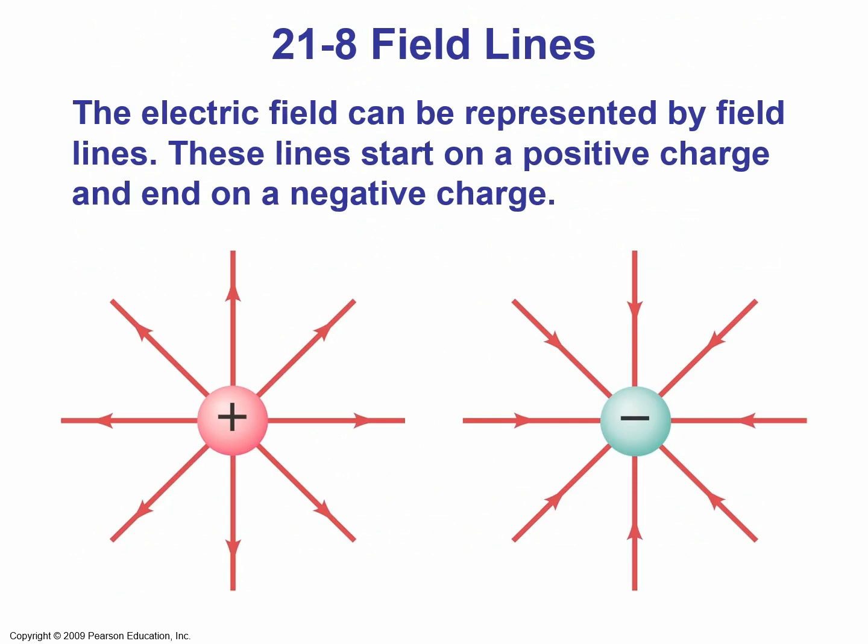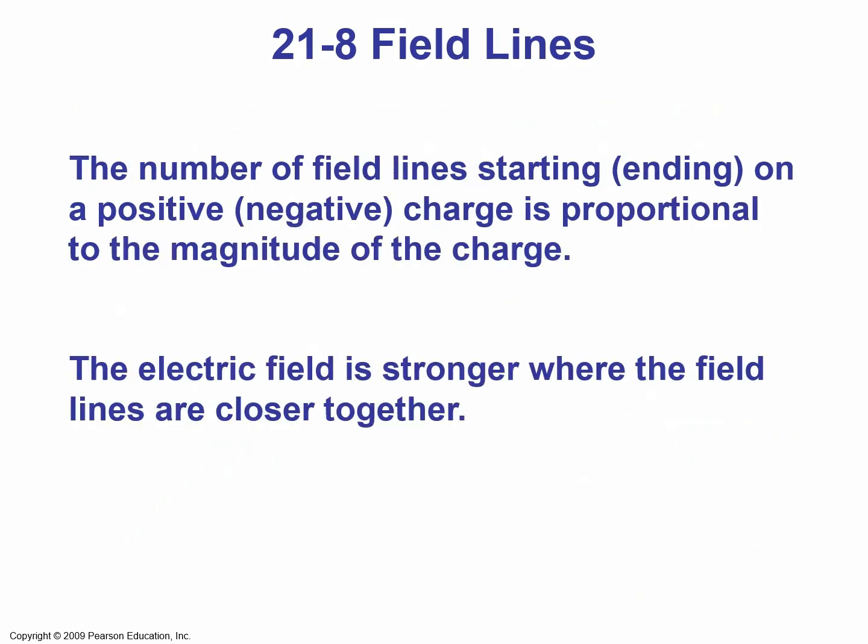Section 8. Field lines. The electric field can be represented by field lines. These lines start on a positive charge and end on a negative charge. The number of field lines starting on a positive charge is proportional to the magnitude of the charge. Same story for a negative charge, where field lines are ending on a negative charge. The electric field is stronger when the field lines are closer together, and the opposite can be said when the field is weaker and the lines are more spread apart.